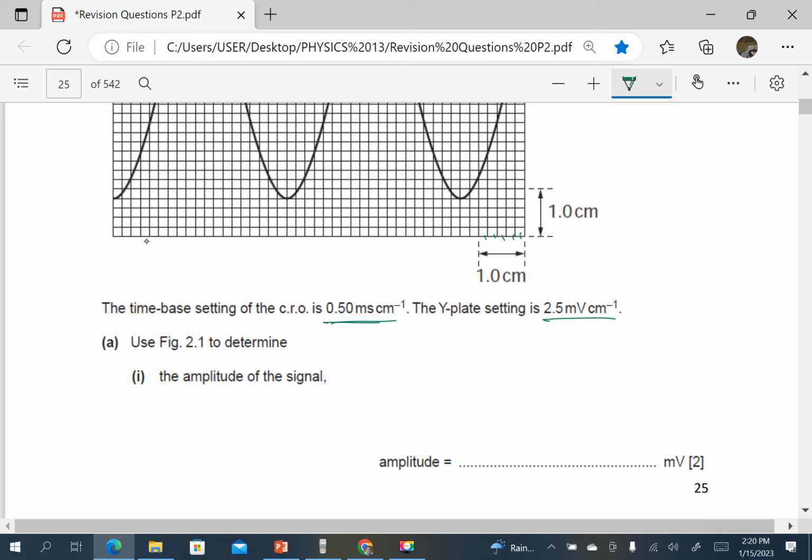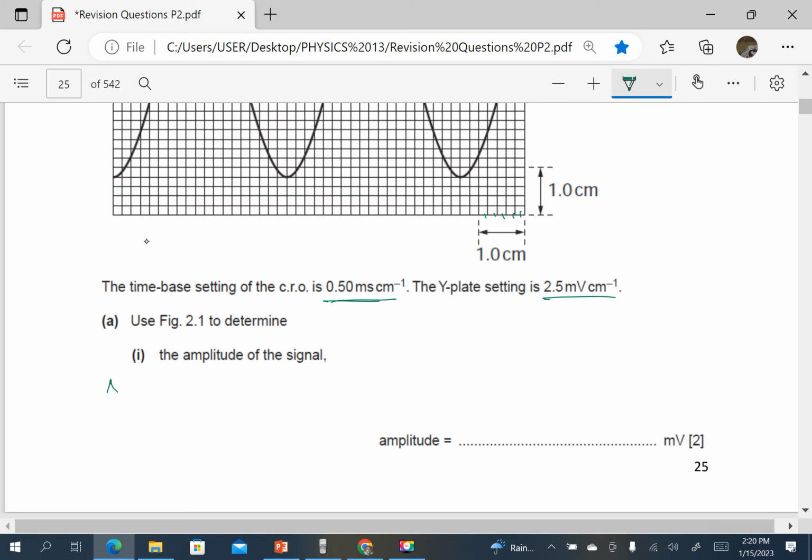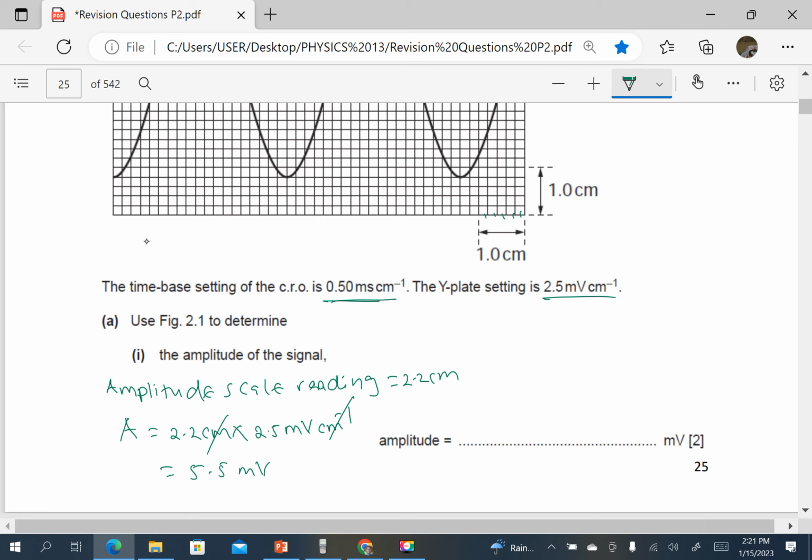So use the figure to determine the amplitude of the signal. We have seen that the amplitude scale reading is 2.2 centimeters. So the amplitude is going to be 2.2 centimeters times the setting, which is 2.5 millivolts per centimeter. So per centimeter cancels out, and this gives us 5.5 millivolts. So this is 5.5 millivolts.